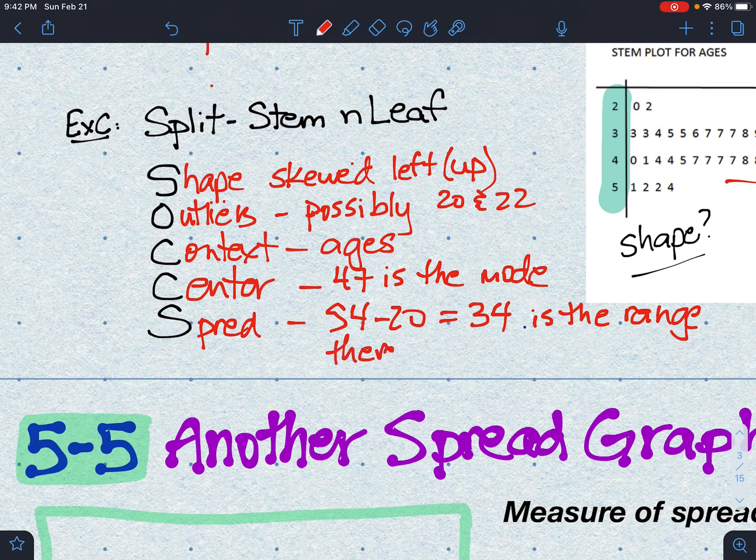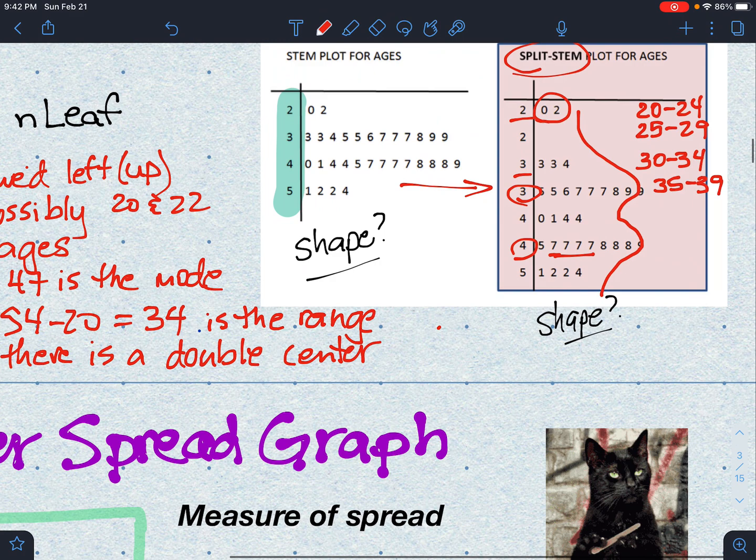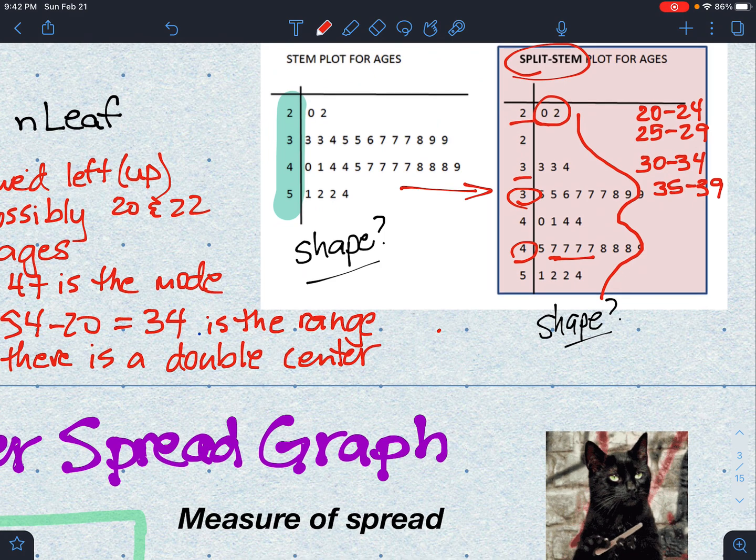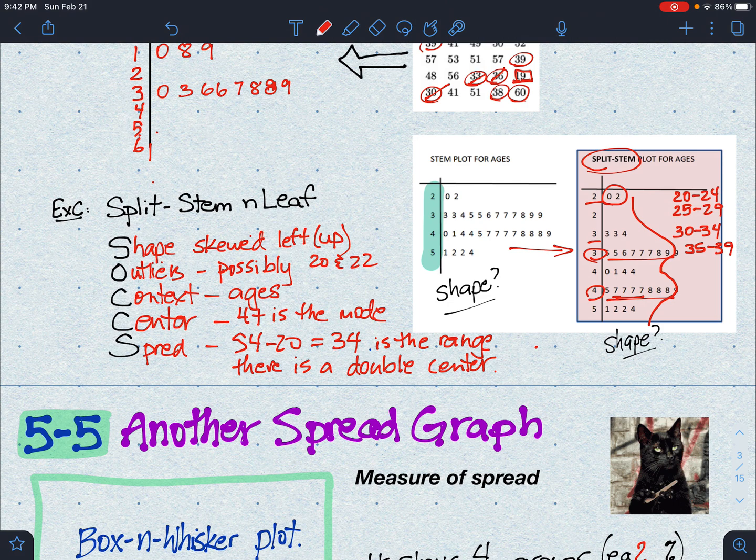And there is a double center, we'll call it. It's almost like saying there's a bimodal nature to this graph, meaning there's a bunch here and there's a bunch that are collected here in the 45s. And that should be of interest to us and useful to us. Okay? Good luck in doing your homework.